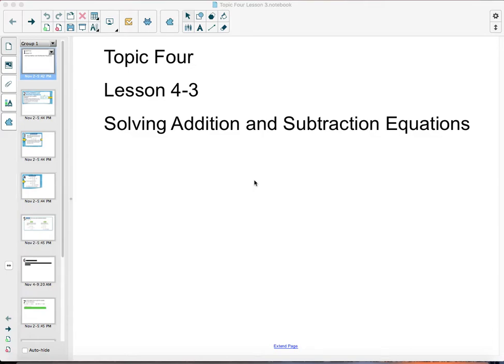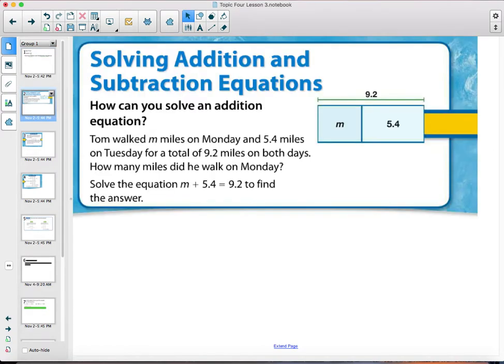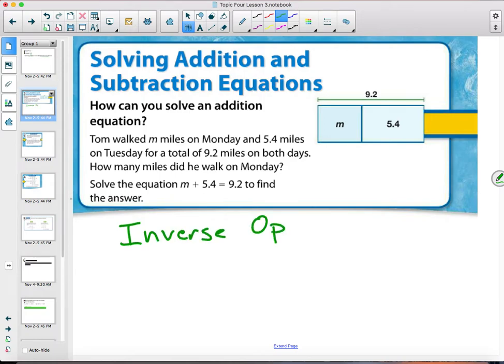Here we go, kids. We are going to go over lesson 4.3, solving addition and subtraction equations. The information is going to be found in your math book. A couple things I want to emphasize: the big takeaway is being able to use inverse operations. That's the big thing.